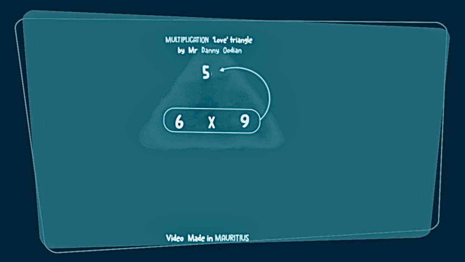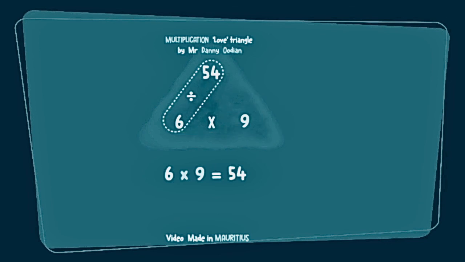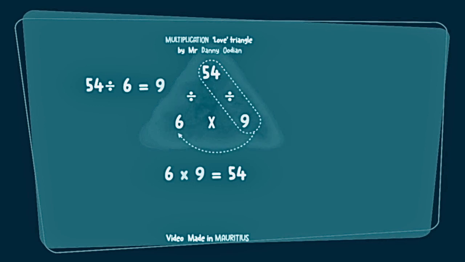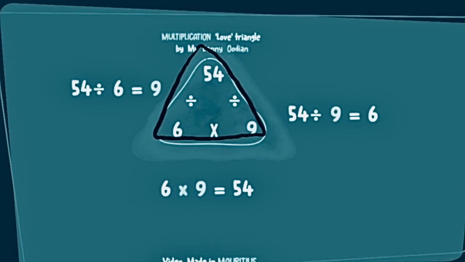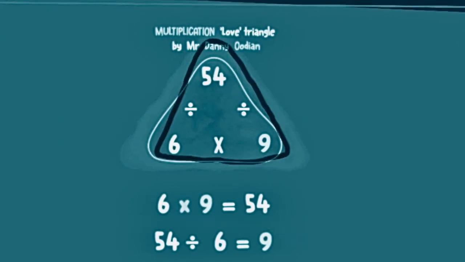6 times 9, 54. But 54 divided by 6 is equal to 9. Similarly, 54 divided by 9 is equal to 6. So, 54, 6, and 9 make a multiplication triangle.